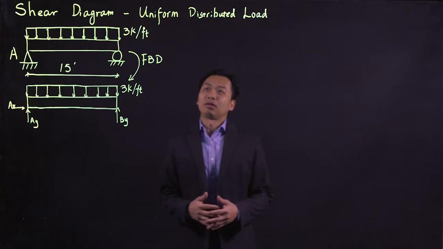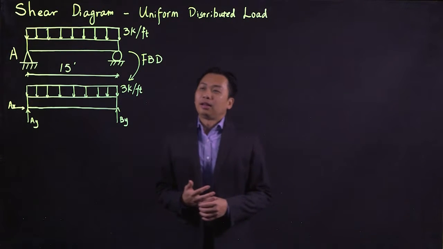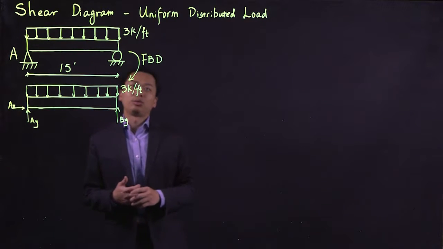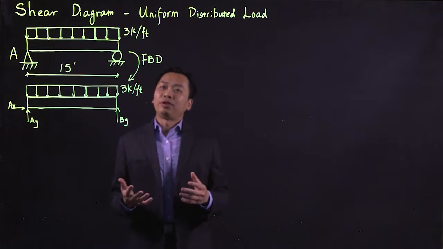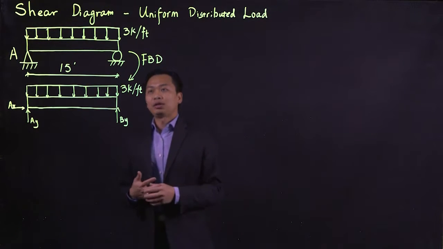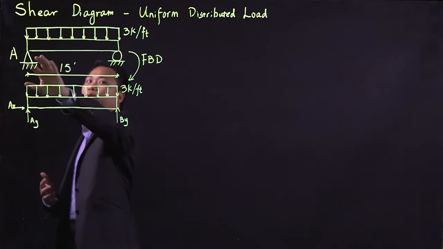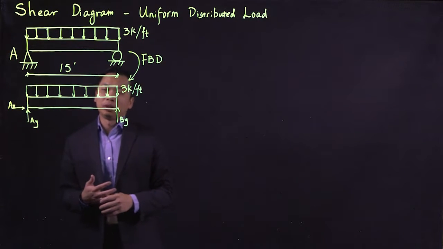Today we're going to talk about the shear diagrams under uniform distributed load. Here we have a simply supported beam under a uniform distributed load of 3 kips per foot. Before you can do the shear diagram, the first thing you need to do is draw the free body diagram. As we mentioned in previous videos, you remove those supports and expose the force at that support.